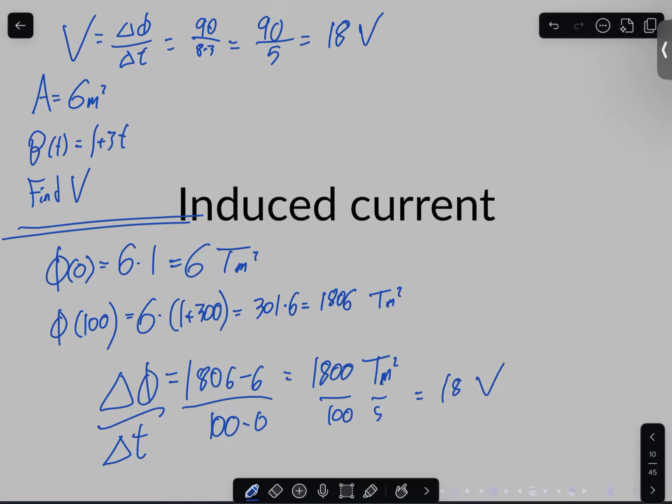So it doesn't matter. Make up any numbers you want. Anything at all. And you can find the rate at which flux is changing. And one more time, let me emphasize.